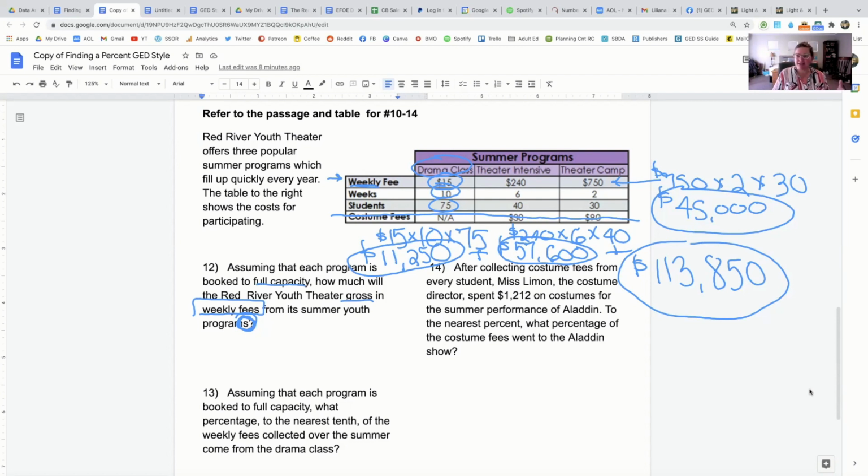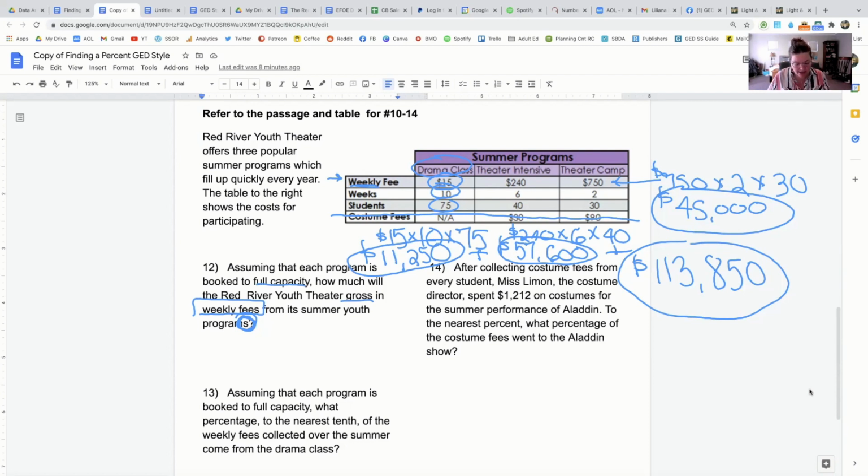So interesting, you might say, Kate, why the heck was this problem on a percent worksheet? Didn't you tell me this was a percent worksheet? We didn't do percents at all. We found totals. Well, there's a reason for that. We're going to build here, and percents are out of totals. In order to determine a percent, you have to be able to find a total. And remember, we said gross means total. And so this skill is going to get built on.